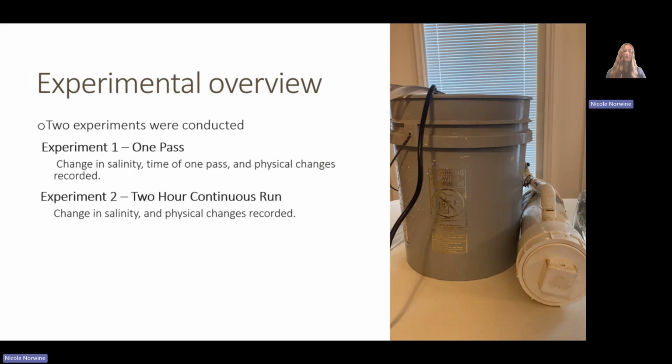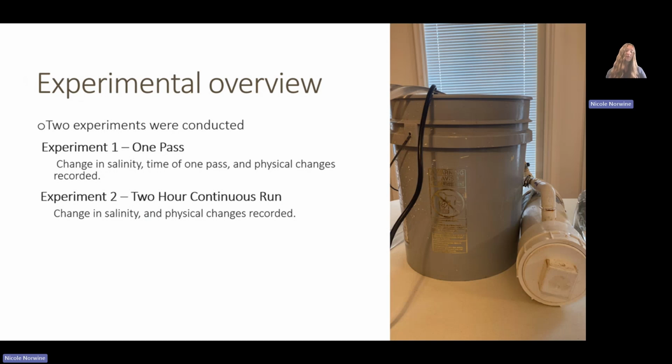And a little bit of an experimental overview. There are two experiments conducted. One was experiment one, the one pass. This was what would happen if we only ran the salt water through the membrane once. So what would be the time of one pass, the first indication that water has gone completely through the membrane? How long did it take for a 4-gallon volume container of water to go through the membrane? And what was the change in saline from start to end?